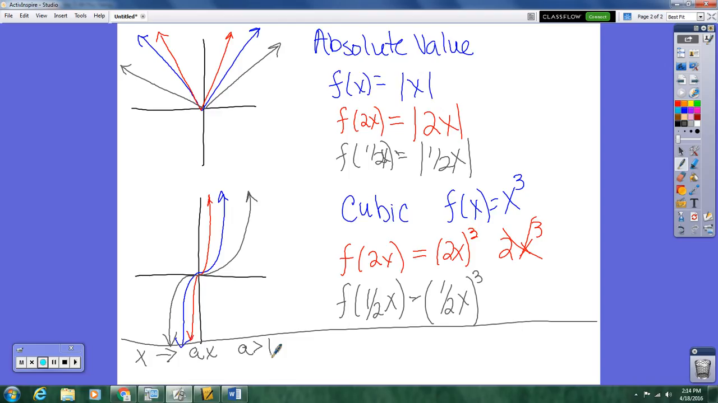What happened to the red graph? What's the vocabulary we just used? Not compressed, because compressed means it was flattened. Rubber band. Stretched. It was stretched. How many units?